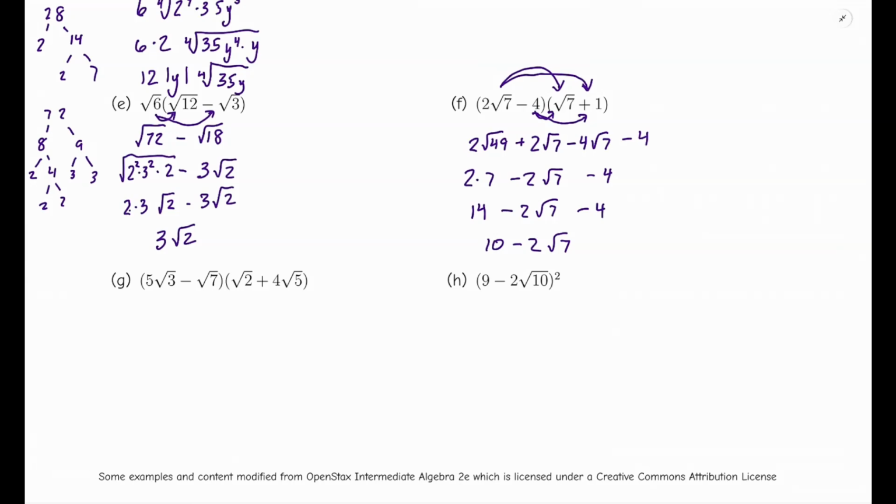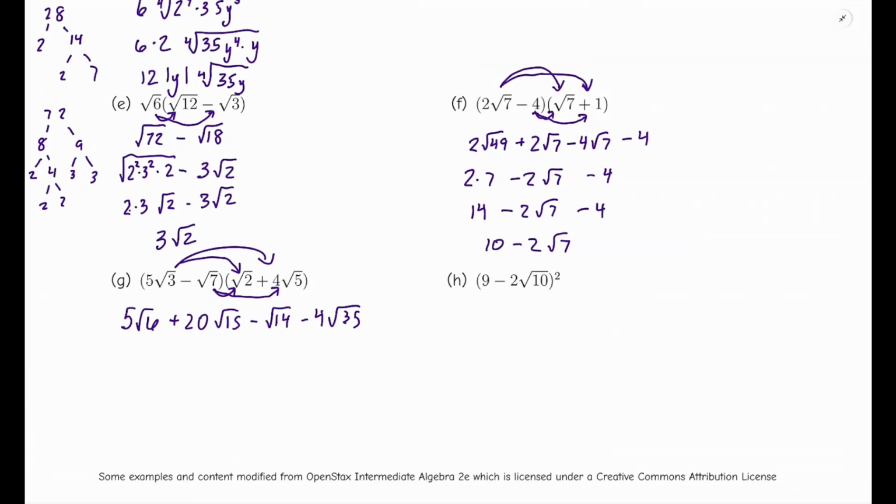Part G. 5 square root of 3 times square root of 2 is 5 square root of 6. 5 square root of 3 times 4 square root of 5 is 20 square root of 15. Negative square root of 7 times square root of 2 is negative square root of 14. And negative square root of 7 times 4 square root of 5 is negative 4 square root of 35. None of these terms are going to be like terms, so that is our final answer.